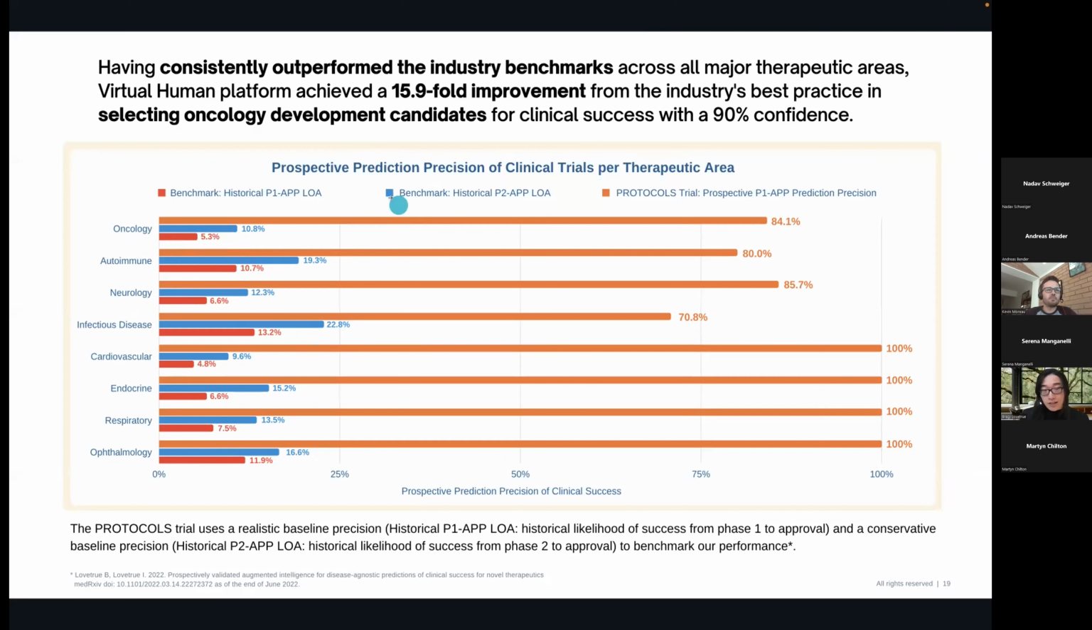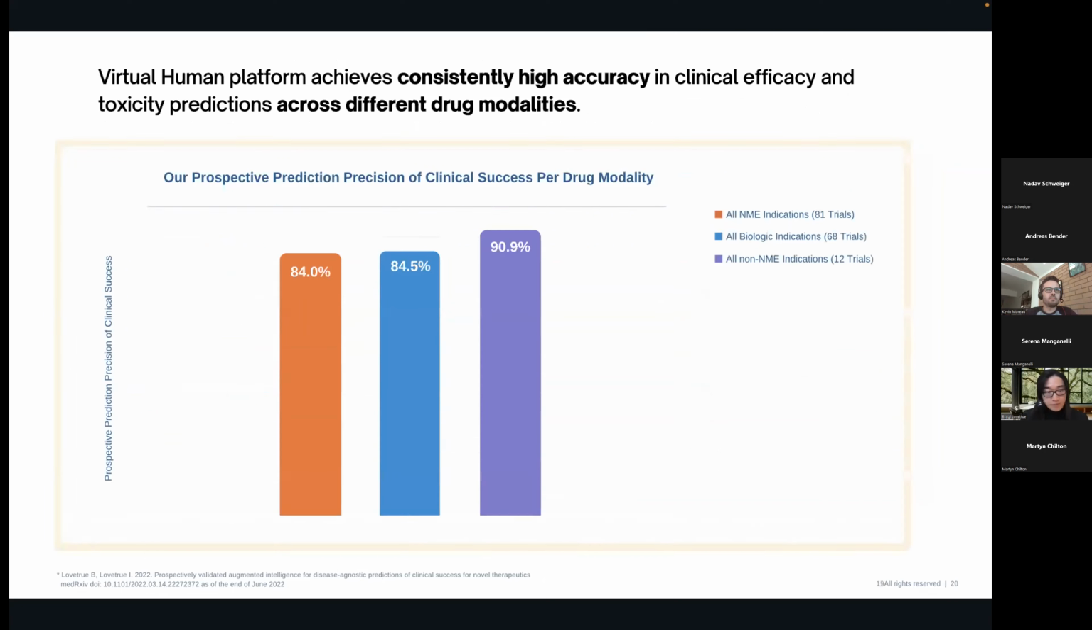We also listed a more conservative benchmark, which is the historical likelihood of approval from phase 2. The reason why we list this is that in our validation, we only use pivotal clinical trials, but actually the data we used to make those predictions were available at the preclinical stage. So that's the reason why we listed 2 benchmarks, and we outperformed both of these benchmarks by a large margin.